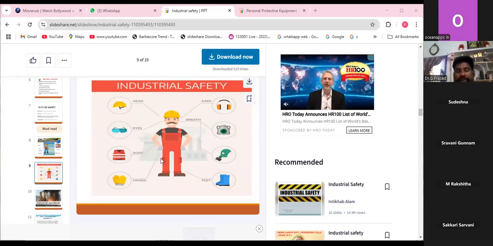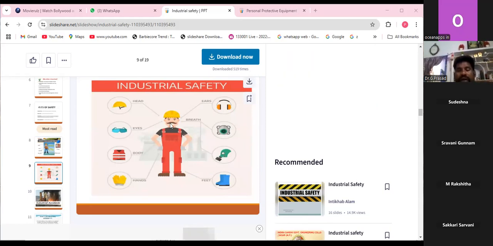So there is personal protection equipment like gloves, helmet, shoes. These are all common personal protection equipment in the safety department.